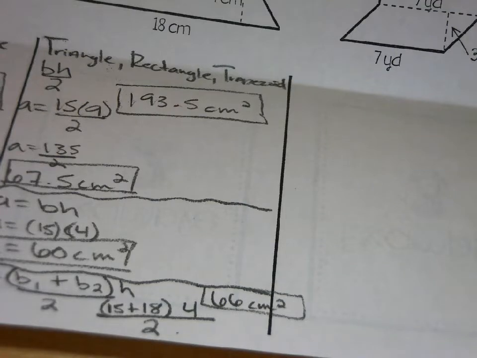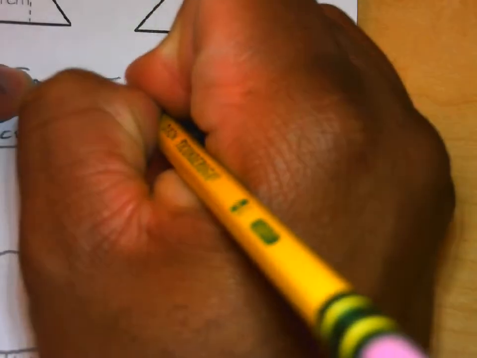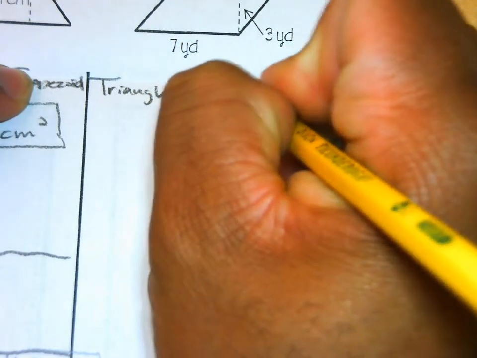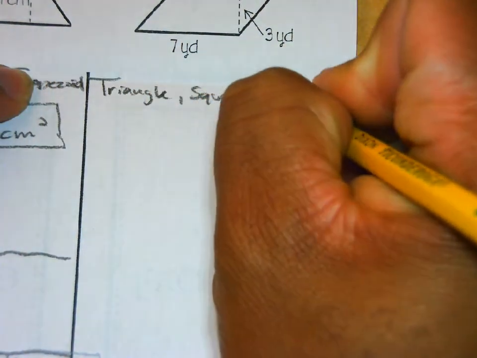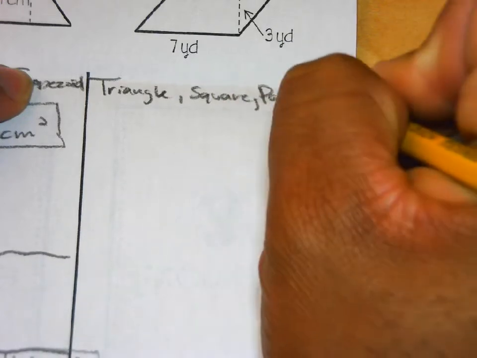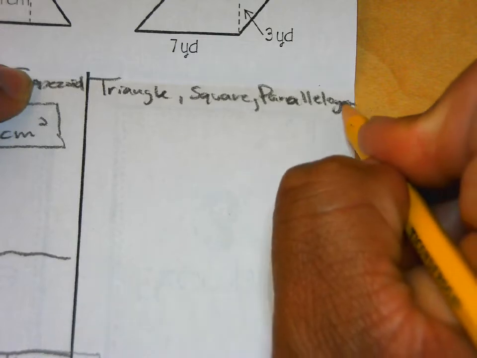All right, so now we go to the next one. We have a triangle, a square, and a what? Parallelogram. So triangle, square, parallelogram.